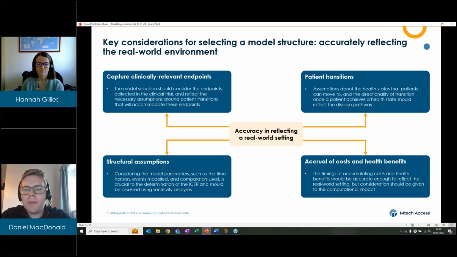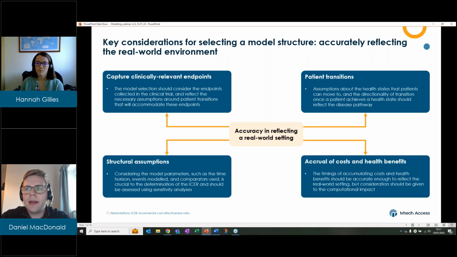The second point here is patient transitions, so assumptions about the health states that patients can move to. An example here would be if you've got a patient that's progressed. In an oncology setting, a common approach is to have progression-free health states, so when patients are receiving the treatment but haven't progressed from the treatment. And when you have a progressed setting, so that's when patients have moved from that progression-free setting to a progressed state, so a much deteriorated health state. Patients then can't move from progressed to progression-free, usually in most model structures, and it's about assessing the applicability of that in a real-world setting.